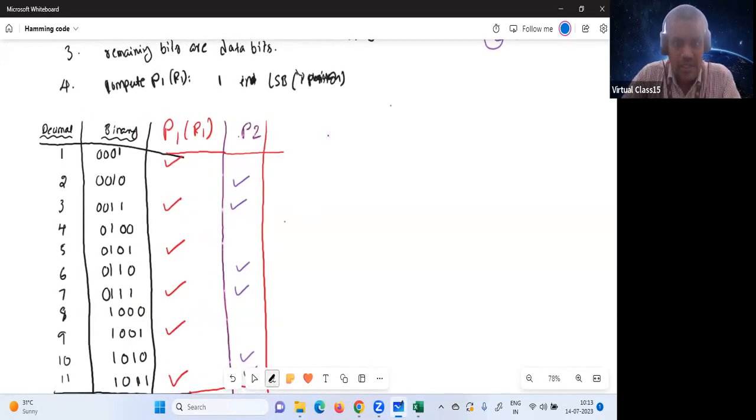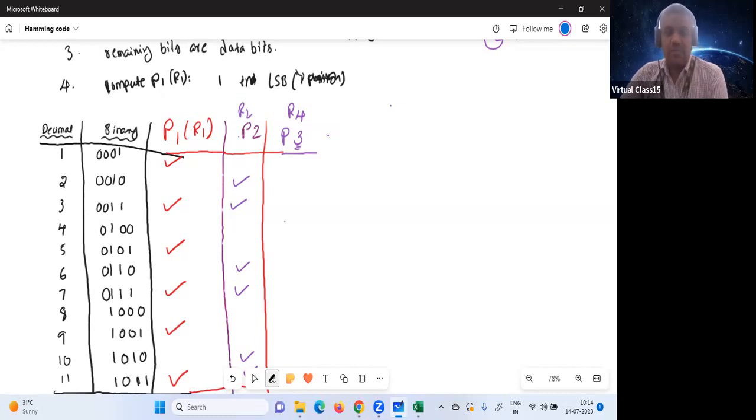The next one is P3, which is also called R4. Here only the difference will come. If you want to compute P3, you have to consider all bit positions whose third bit from the LSB is 1.